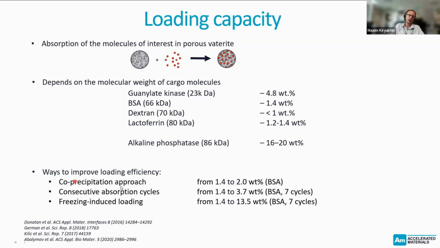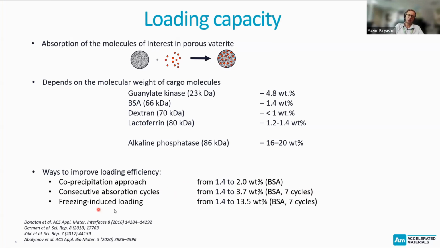And there are also different ways to improve the loading capacity. The most common is a co-precipitation approach, where the vaterite particles are formed in a solution of the molecules of interest, and the molecules go into the structures once they are forming. This allows to increase the loading capacity slightly. For example, for BSA, it goes up to 28%. If you use consecutive adsorption cycles, then you also can increase the loading capacity, in this case up to 4 weight% after 7 cycles of adsorption.